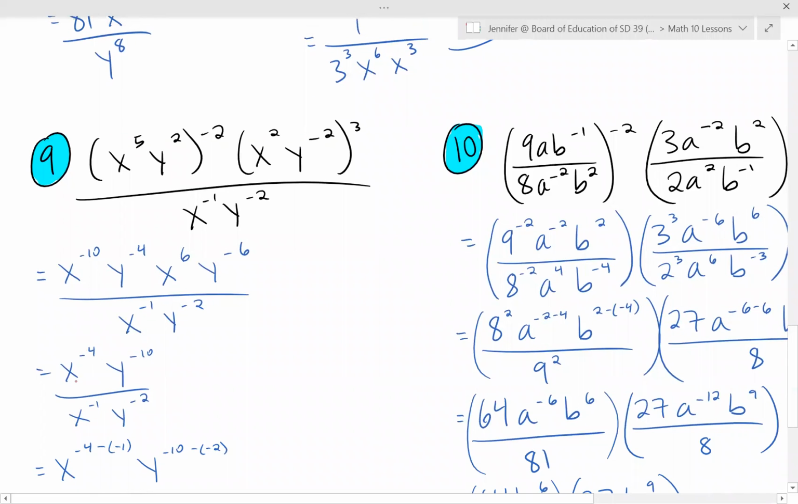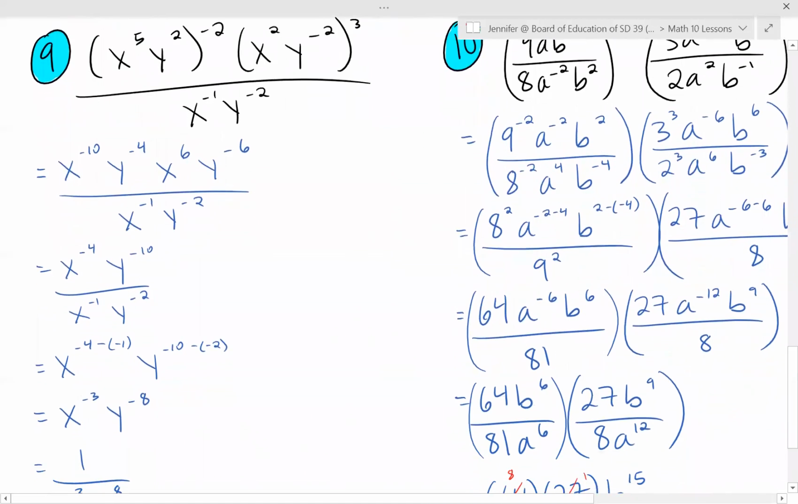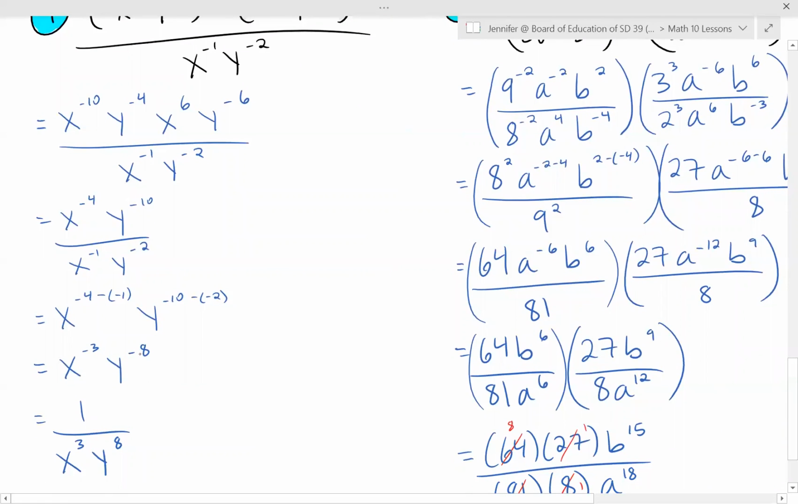Then I use my division rule. So I've got my x's here, negative 4 minus negative 1, and then negative 10 minus negative 2. That gives me this here when I subtract them. Don't forget that double negative. Then my very last step, because these are negative exponents, I write them on the bottom of the fraction.